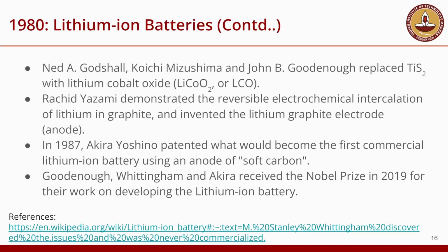Early lithium-ion batteries used lithium metal anodes, which were abandoned later due to safety concerns. Lithium being a very highly reactive metal, it was very dangerous to use as an electrode. The eventual solution was to use an intercalation anode. In 1987, Akira Yoshino patented what would become the first commercial lithium-ion battery using an anode of soft carbon. Goodenough, Whittingham, and Akira received the Nobel Prize in 2019 for their work on developing the lithium-ion battery.